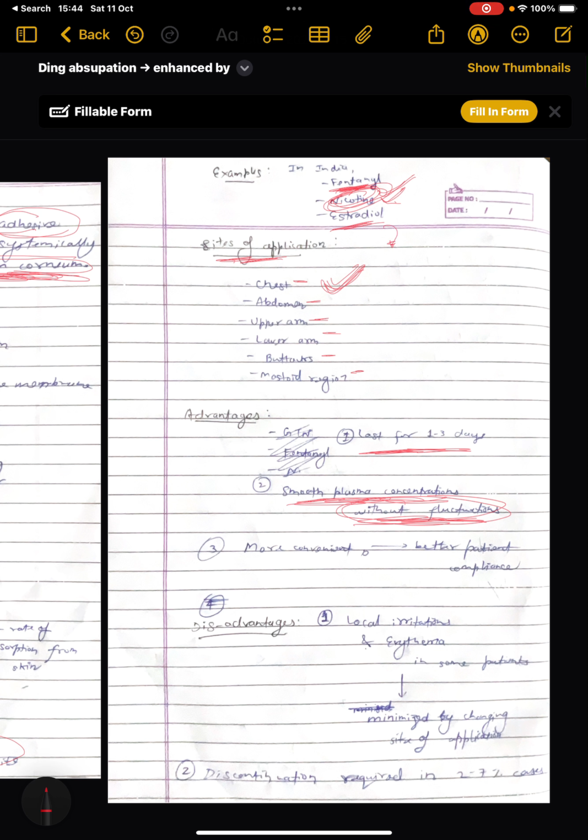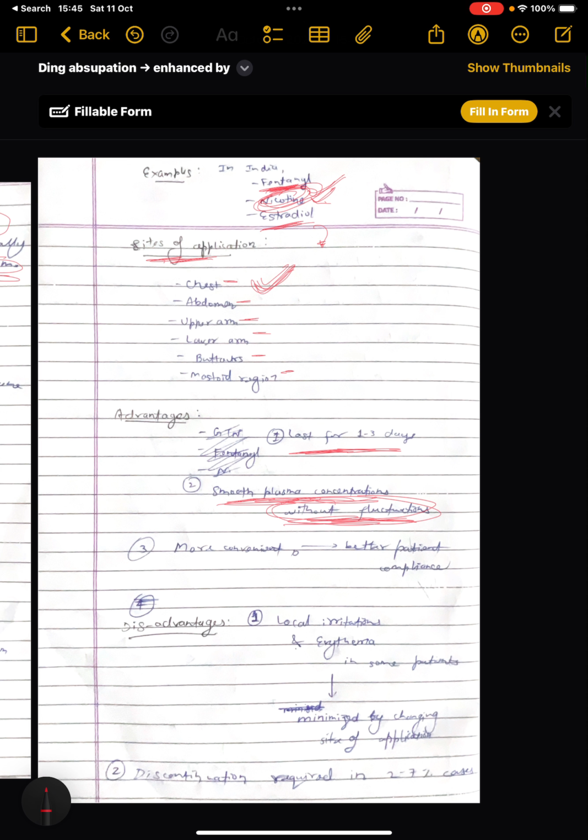And then these are more convenient as compared to, for example, injections or tablets. If the patient is non-compliant or if the patient is vomiting frequently, so it has better patient compliance because it is more convenient. Now the disadvantages.